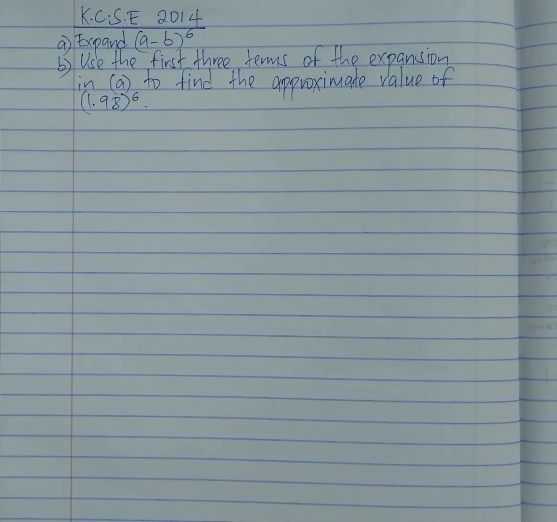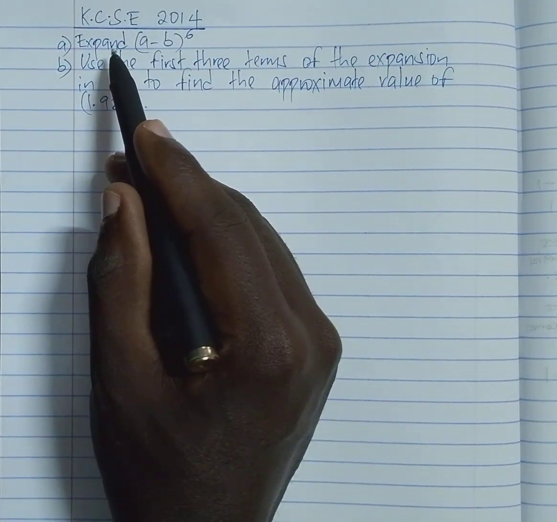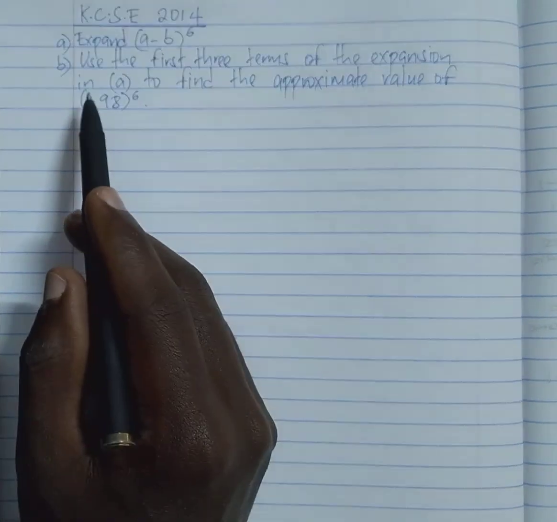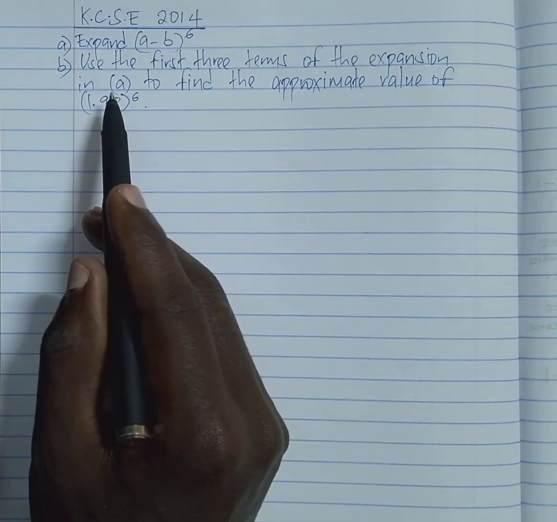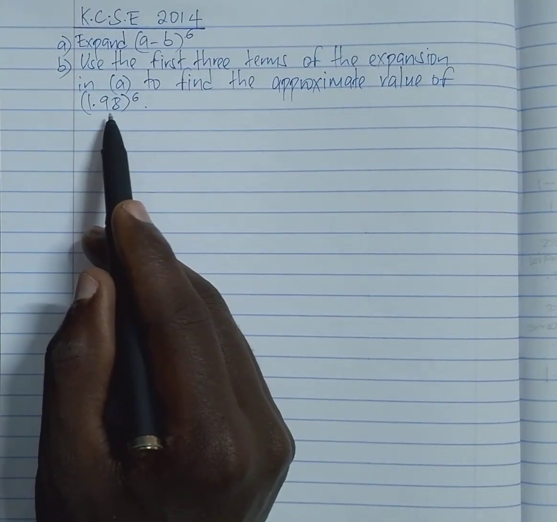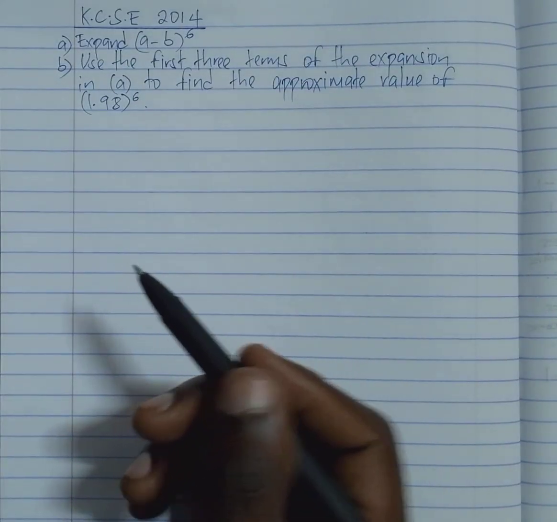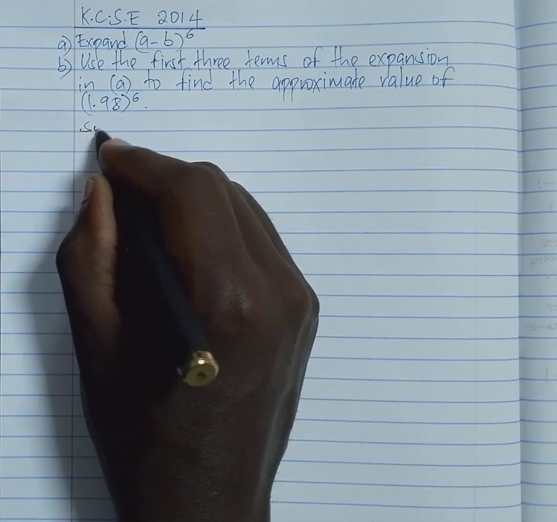Today we are going to work on a KCSE question which was set in 2014. It tells us to expand (a − b) to the power of 6, and it also tells us to use the first three terms of the expansion in part A to find the approximate value of 1.98 to the power of 6. This is a question on binomial expansion. So the first step, we are going to start with part A.